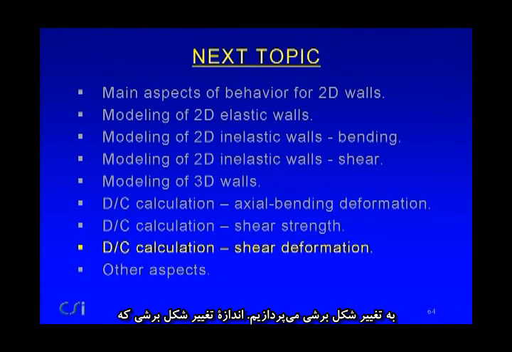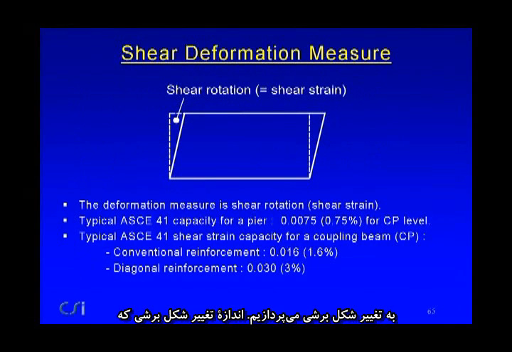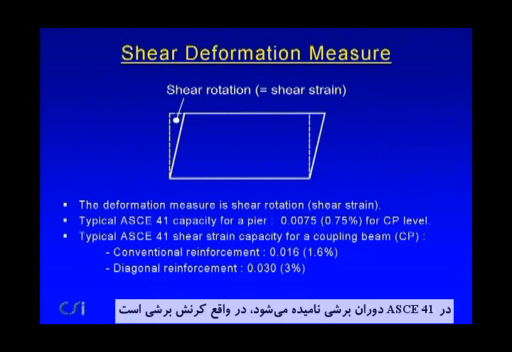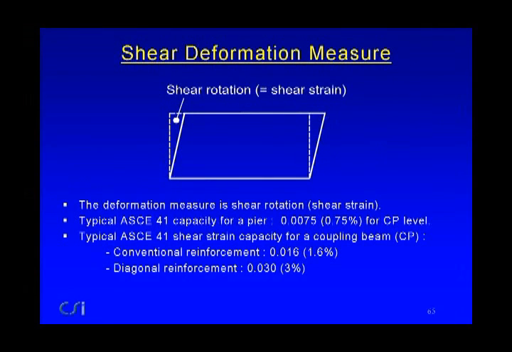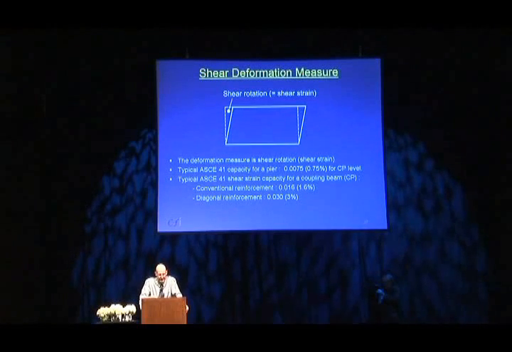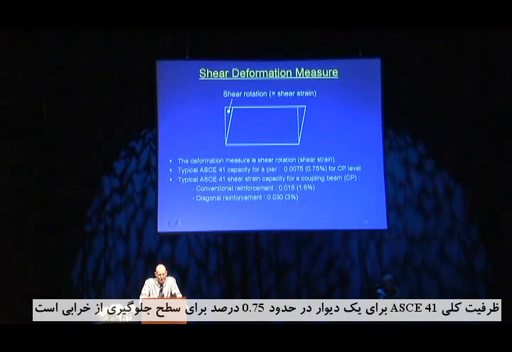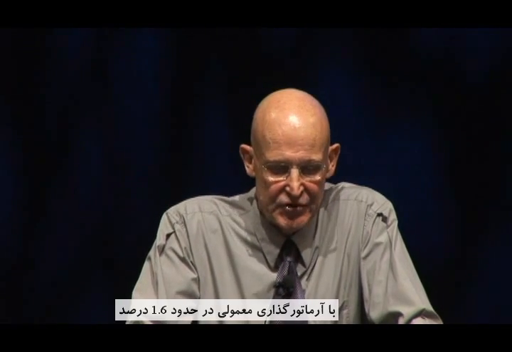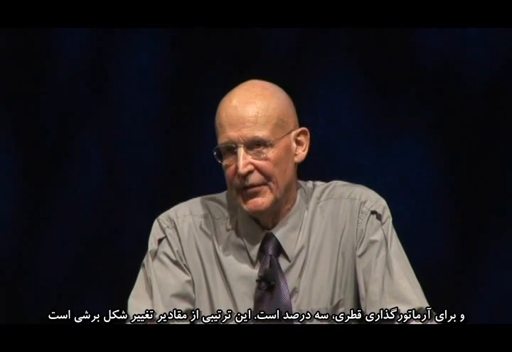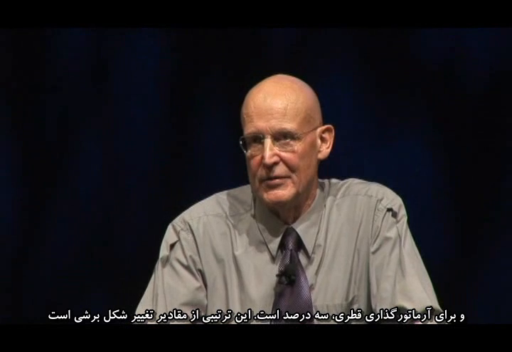Moving on now to shear deformation. The shear deformation measure is what in ASCE 41 is called shear rotation, which is really just shear strain. So the deformation measure is shear strain. Typical ASCE 41 capacity for a pier is about 0.75% for the collapse prevention level. For a coupling beam, if it's conventional reinforcement, about 1.6%, diagonal reinforcement, about 3%. This is sort of the order of magnitude of shear deformations that are permitted.